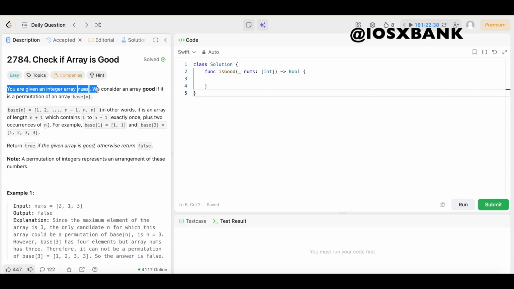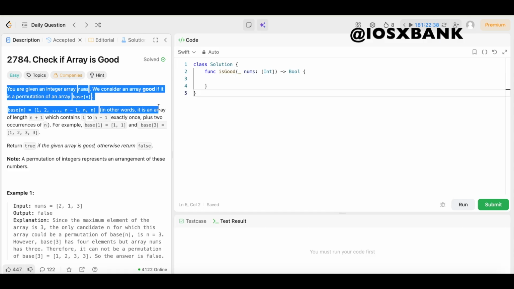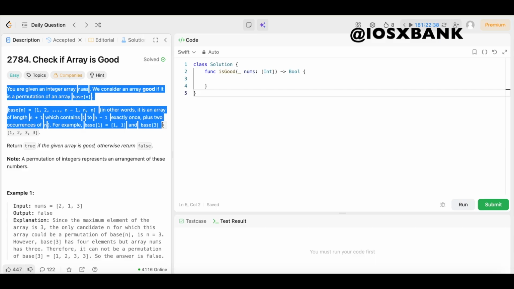Now let's see what the question says. You are given an integer array nums. We consider an array good if it is a permutation of an array base n. Base n is equal to an array of integers 1, 2, all the way up to n minus 1, n. In other words, it is an array of length n plus 1, which contains 1 to n minus 1 exactly once, plus 2 occurrences of n. For example, base 1 is equal to an array of integers 1, 1, and base of 3 is equal to an array of integers 1, 2, 3, 3. Return true if the given array is good, otherwise return false.